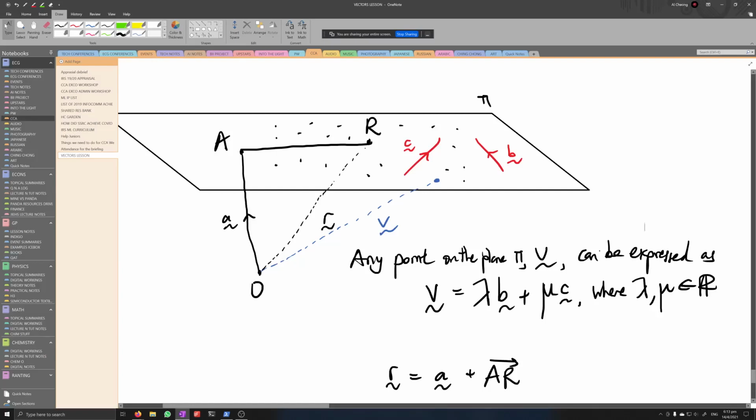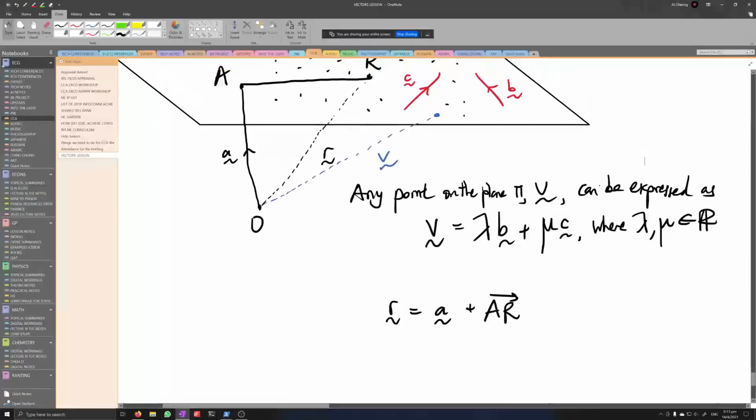Because remember, displacement vectors technically you can move them around anywhere. Only the direction and magnitude matters. So even if they're not outside, we can actually easily move them inside and they'll be considered to be part of it.